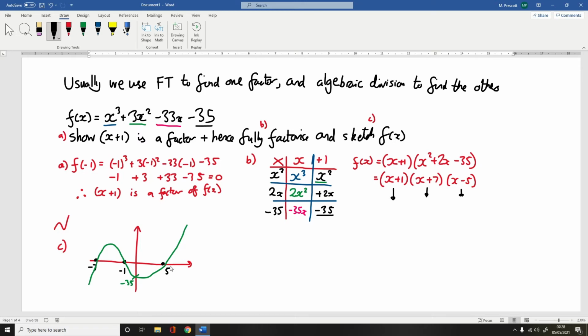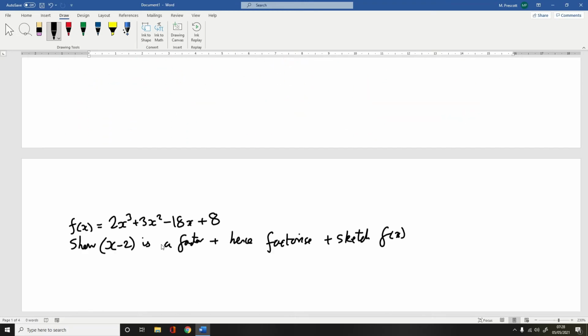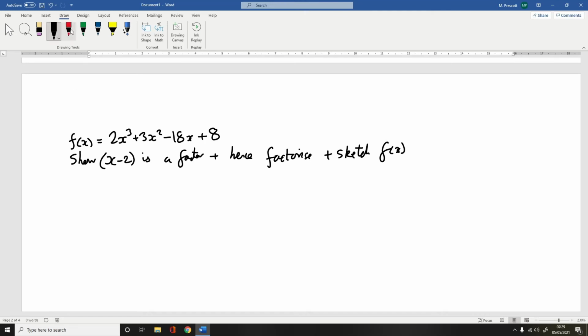So yeah, that's the basic idea of factor theorem and algebraic division all at once. Let's use it again. So we've got here f of x is 2x cubed, etc. We want to show something is a factor, we want to hence factorize, and we want to sketch. Now feel free to have a go at this one yourself, but I'm going to go straight into it.